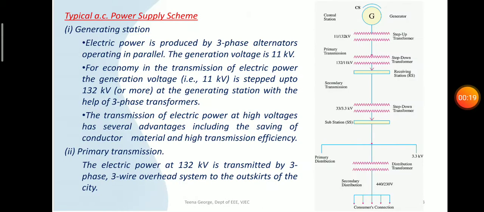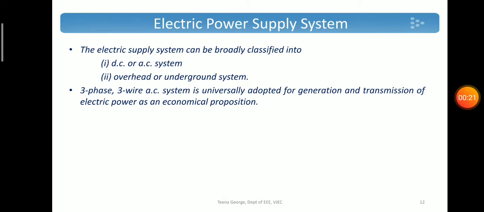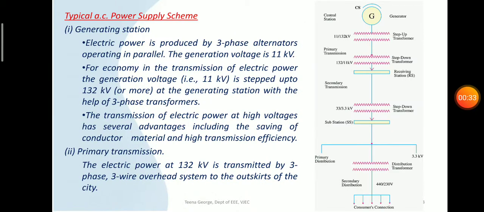The power system can be an AC system or a DC system, or it can be an overhead system or an underground system. The commonly used is a three-phase, three-wire AC system. This is the typical layout of a three-phase AC power supply scheme.